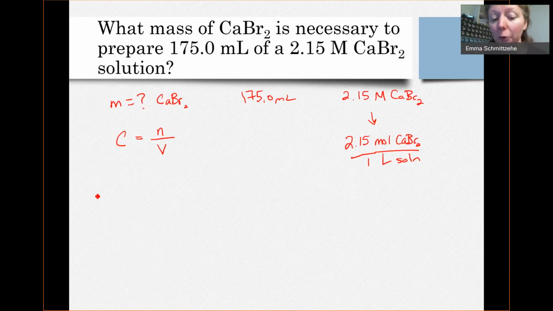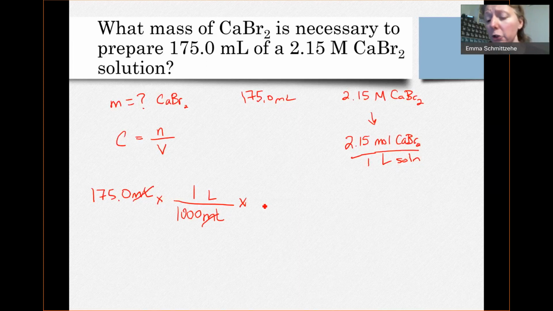So I'm going to start with the other number, the one that's not a conversion factor, 175 milliliters, okay? And in order to use my conversion factor, molarity, I need to get that in liters. So that's going to be what I do first. I'm going to convert the milliliters to liters. And 1 liter is 1,000 milliliters, or 10 to the third milliliters. So my milliliters cancels here. Then I can use my conversion factor to go from liters of solution to moles of the calcium. So that ratio, moles to liters, that's just a molarity. And so it's 2.15 moles per 1 liter. So that's going to cancel my liters.